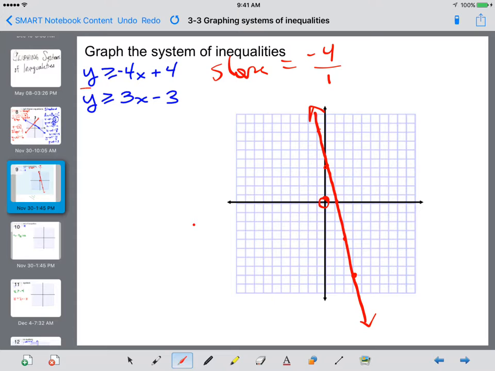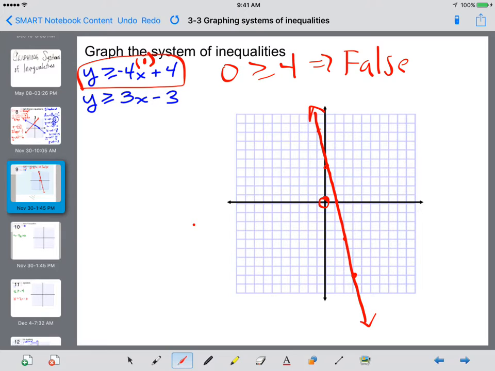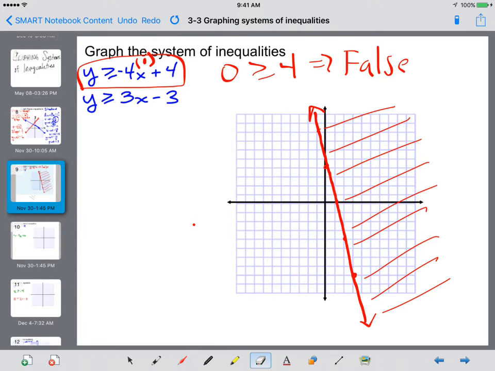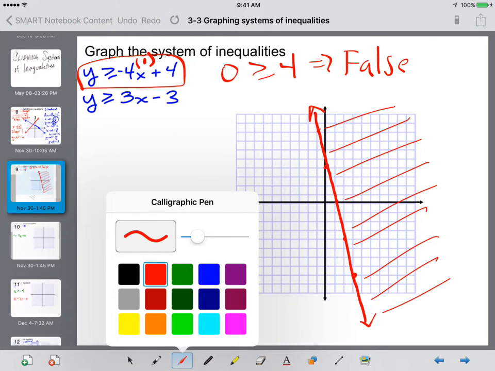So if I plug 0 in for the y, I've got 0 greater than or equal to negative 4 times 0, which is just 0, plus 4 is 4. So I've got 0 greater than or equal to 4. That is false. So because it's false, I need to shade away from that 0, 0 point. So I'm going to make some nice shading in this direction. We did this at the beginning of Algebra 2B. Now we're just putting it together with more than one graph.